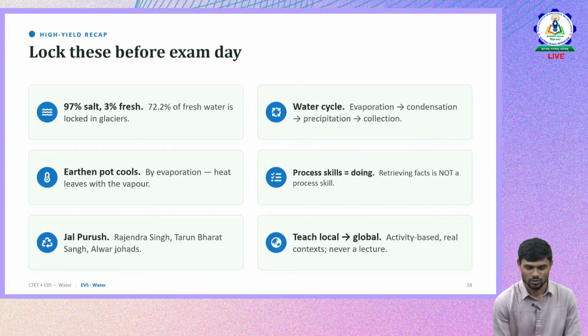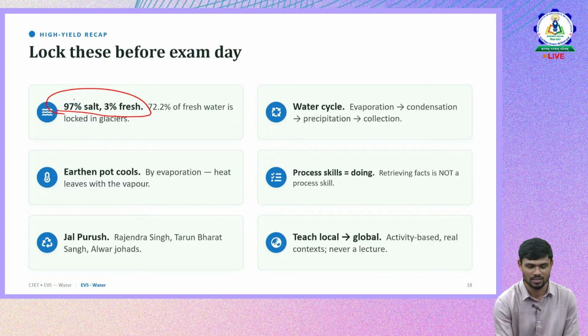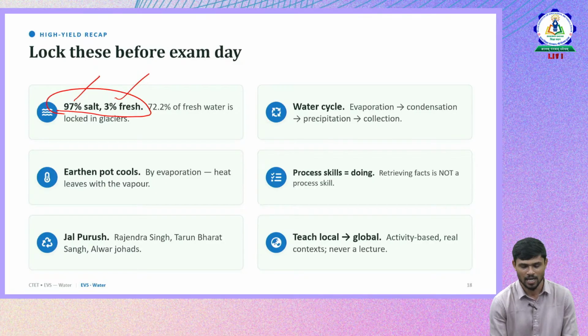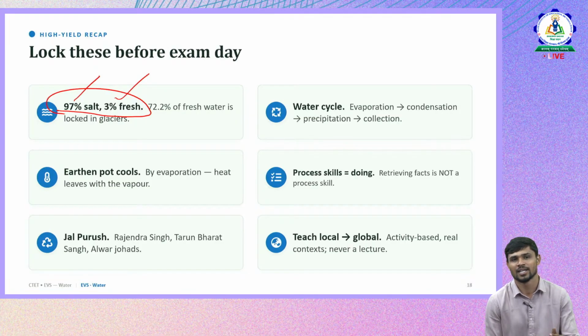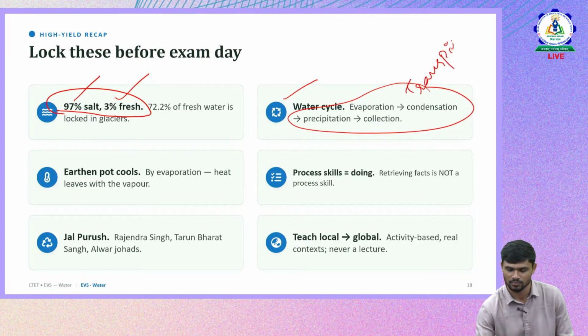Till now we discussed the sources of fresh water and the percentage of water that is drinkable and which is not drinkable. So 97% is salty, which we cannot drink, and 3% is fresh, which can be consumed. 97% is present in the oceans and seas, and 3% is present in rivers, lakes and ponds. Then we also discussed the water cycle. What are the different steps? We discussed evaporation, condensation, precipitation and collection, and we also discussed transpiration, which happens through plants.